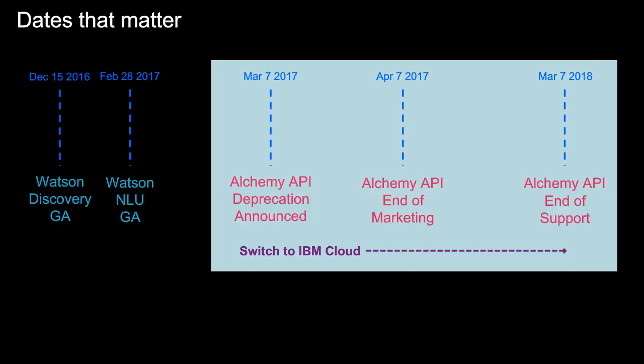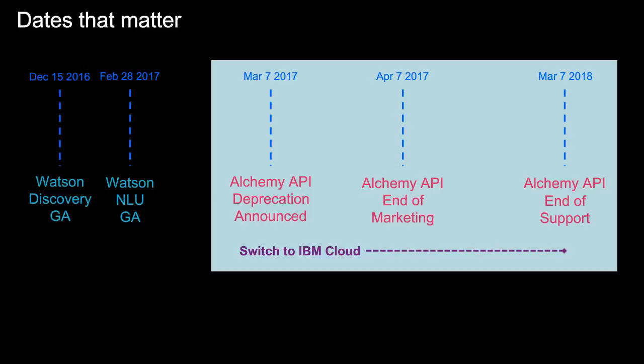the availability of Watson NLU in February of 2017. Subsequently, on March 7th, we announced the deprecation of Alchemy API, and we stopped marketing Alchemy API beginning April 7th. Now, we are keeping Alchemy API available, and it is being supported for 1 year after the deprecation announcement.